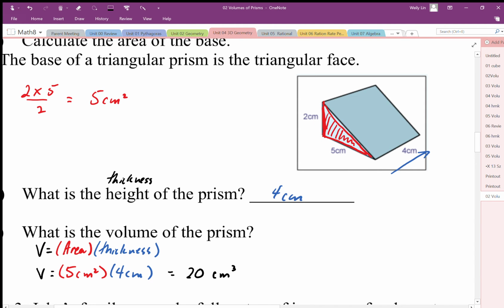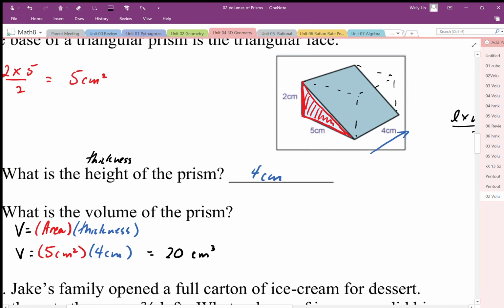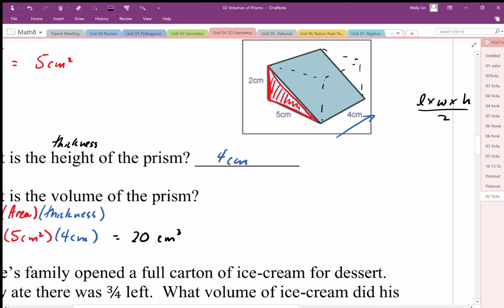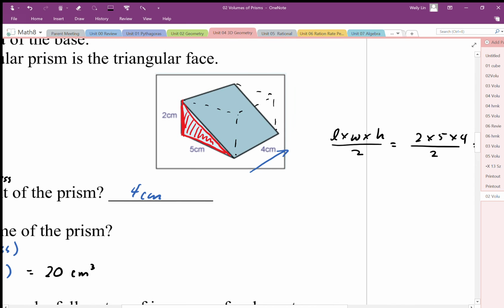Now, it would have been perfectly okay to find this volume by using length times width times height. That would give us a rectangular block, and we want exactly half of it, so we divide by 2. If I did 2 times 5 times 4, that gives me a volume of 40, and then I divide that by 2, and I get a volume of 20 centimeters cubed, which is exactly what I got here. It's perfectly okay to use this. However, make sure you understand the general idea: volume in general is area times thickness. Area times thickness gives us the volume.